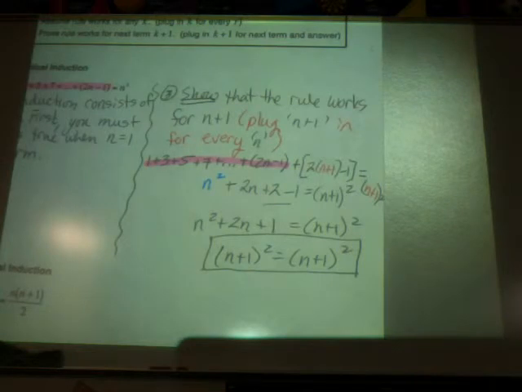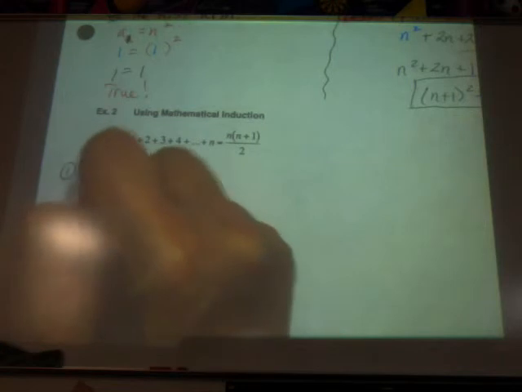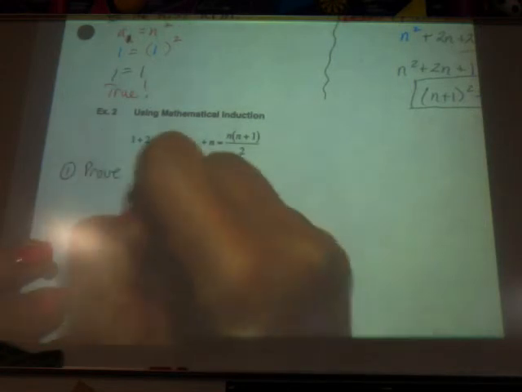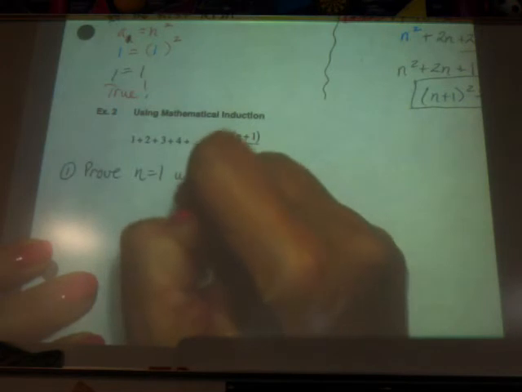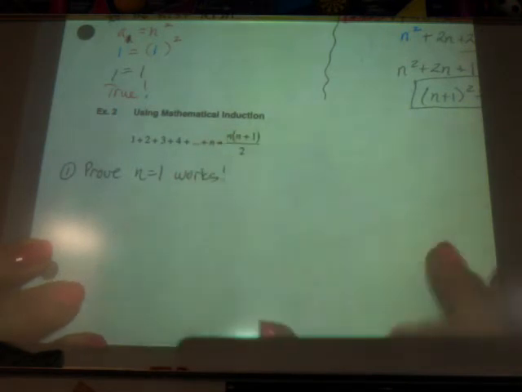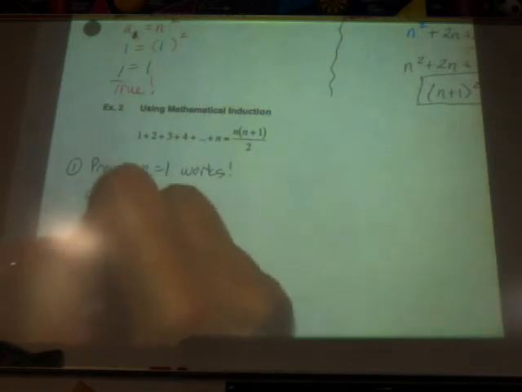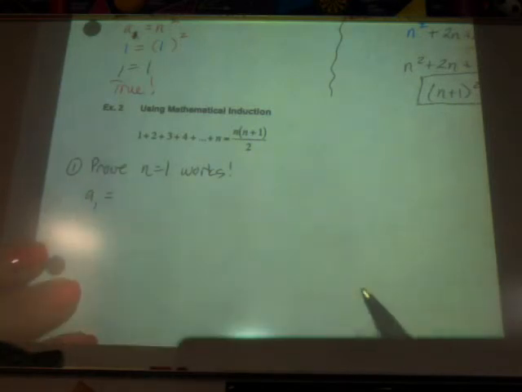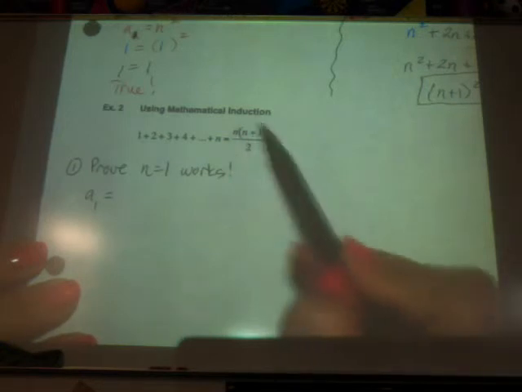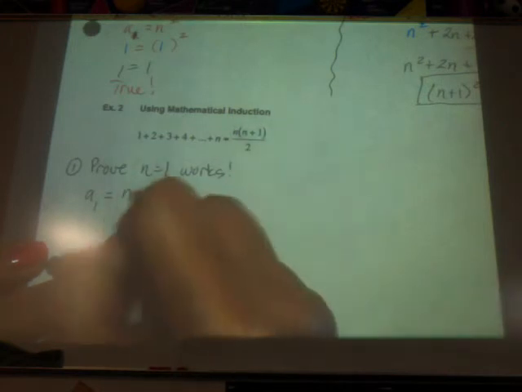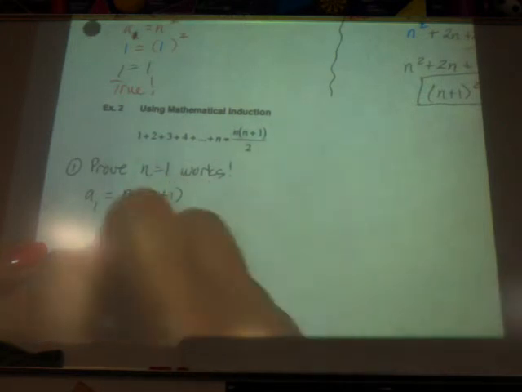So we're going to apply that same thing to the next one. So a different rule. You ready? So step one, and we're not going to write everything. We're just going to write prove n equals 1 works. So we've got a sub 1 is equal to, what's the rule? What am I using for my rule? This right here, correct? So n times n plus 1 over 2.